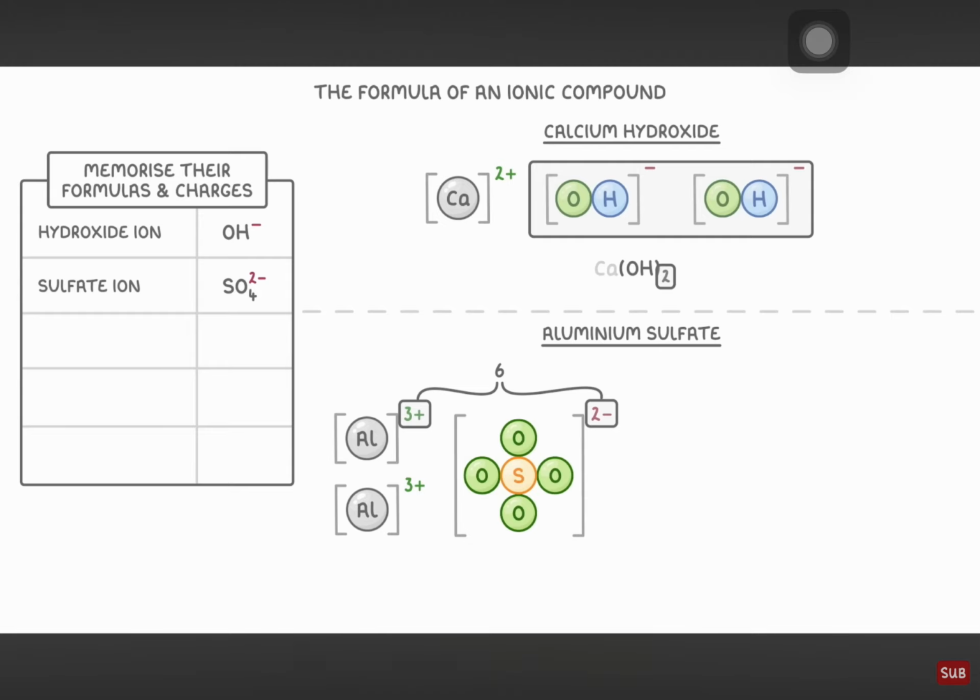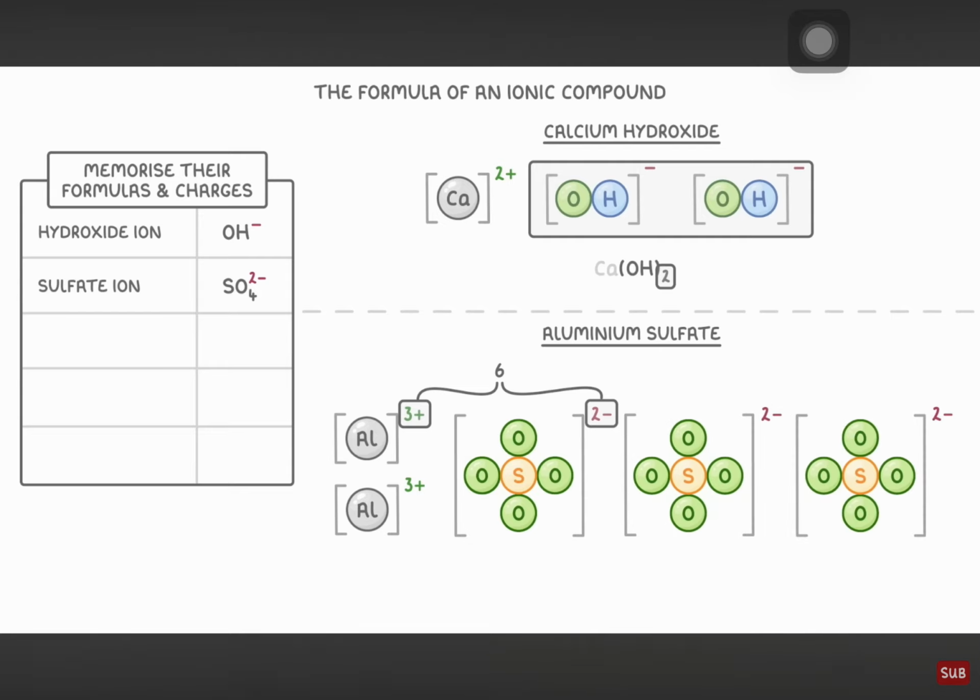And to get a negative 6 charge, we need 3 of these 2- sulfate ions. So now that we have 2 3+ ions and 3 2- ions, the charges balance out. And the overall formula would be Al2(SO4)3.